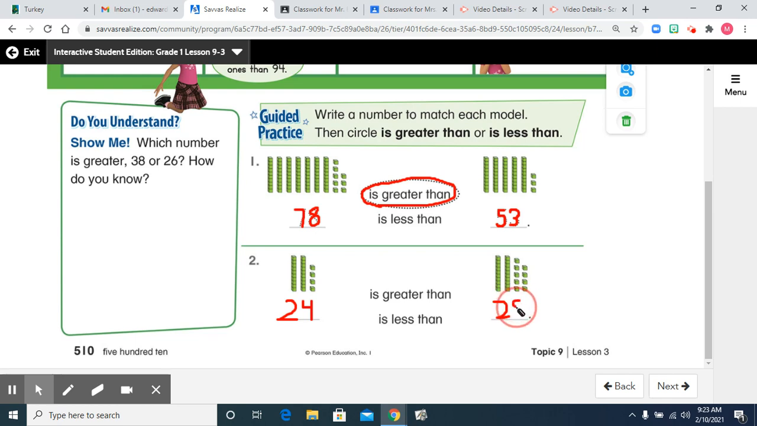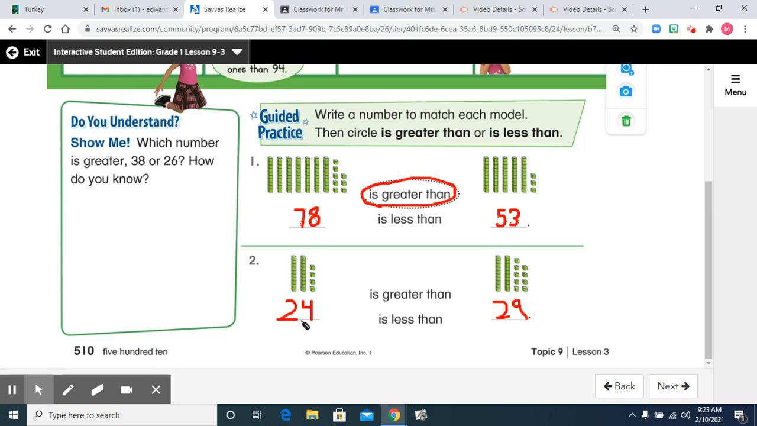All right, now, on this one, let's look at the tens and ones place. Now, the tens place, there's 2 tens. The tens place here, there's 2 tens, so they're the same. Now, let's look at the ones place. 4 ones and 9 ones. So which one is greater, 4 or 9? Well, we know that 9 is bigger than 4.